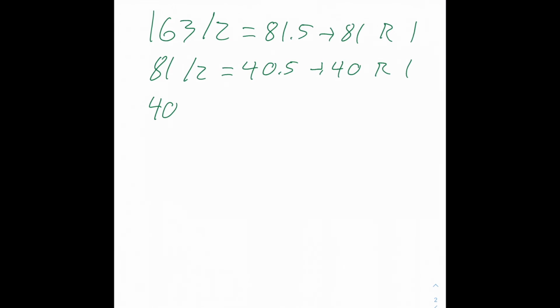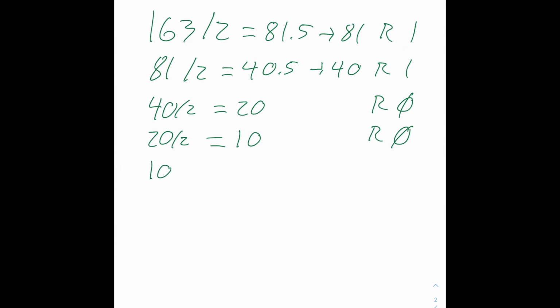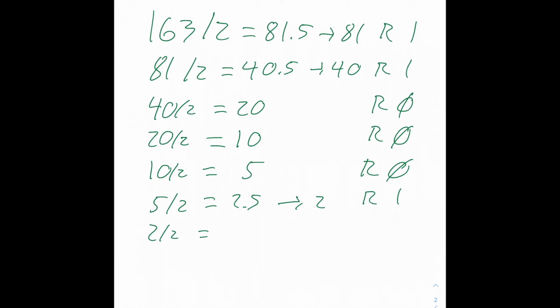Take 40 and divide that by 2 and we get 20. Fortunately no remainder this time. Take 20, divided by 2, 10, again, no remainder. 10 by 2, we get 5, no remainder. 5 by 2, this time we get 2.5, which is 2 with the remainder. Now 2 divided by 2, 1, no remainder.